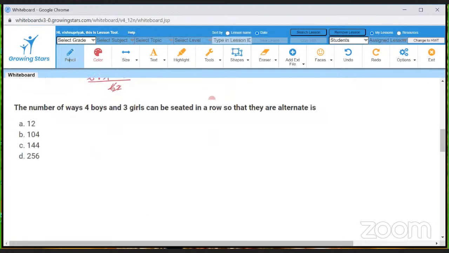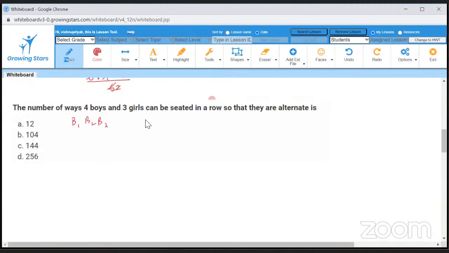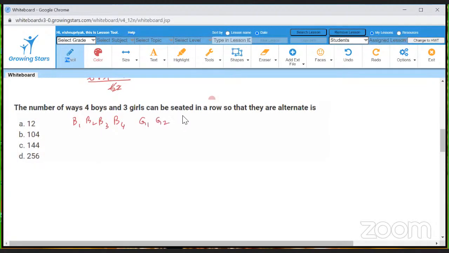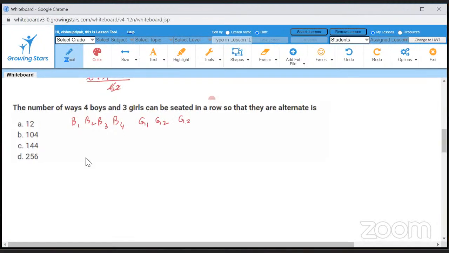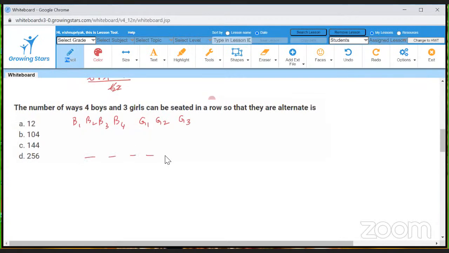The number of ways 4 boys and 3 girls can be seated in a row so that they are alternate. So boys, I will take B1, B2, B3, B4. Girls, I will take G1, G2, G3. Now in total I need 7 places, 7 seats, 7 chairs. They have to sit in an alternate way.